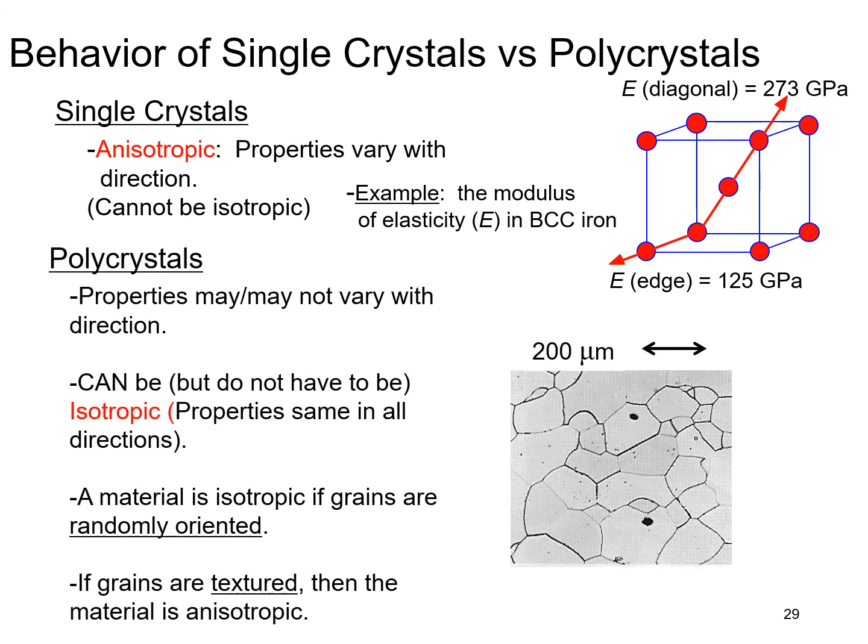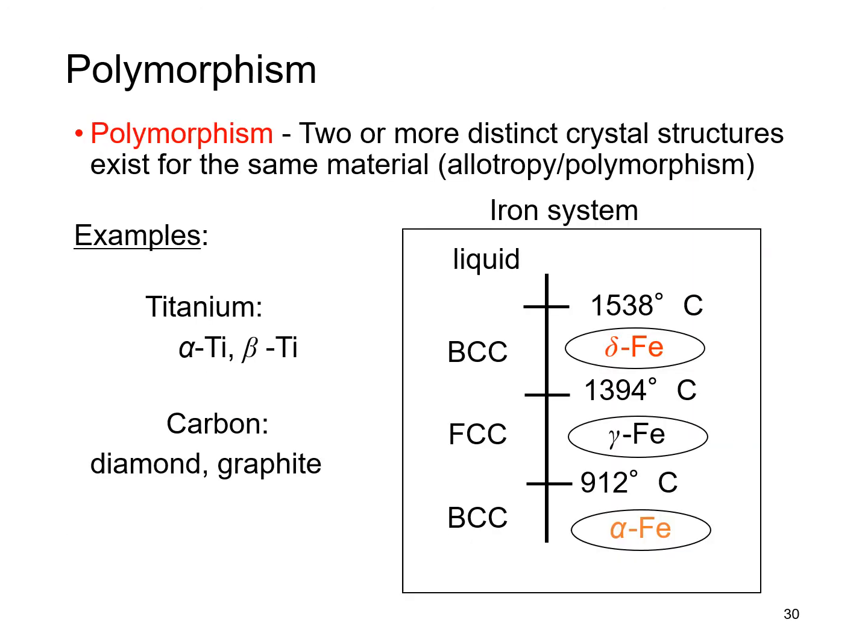Polycrystals might be anisotropic, and they can also be isotropic. It can go either way. You'll see in the image below, these are crystals of a steel, and on average, they're approximately the same size. They are randomly oriented. There's not one different direction to it, and these grains are generally textured, meaning the sides are not perfectly smooth. If that's the case, then the material is generally considered anisotropic.